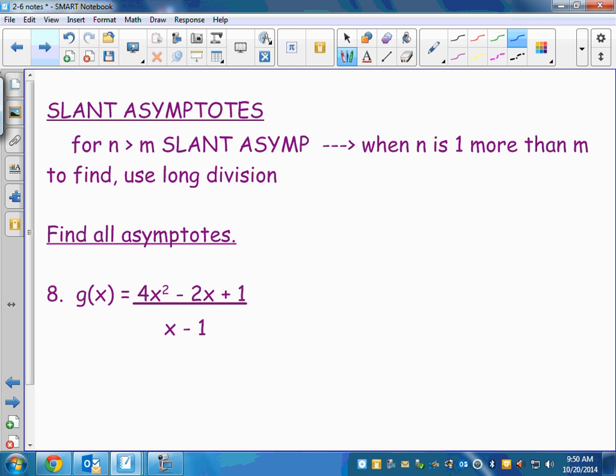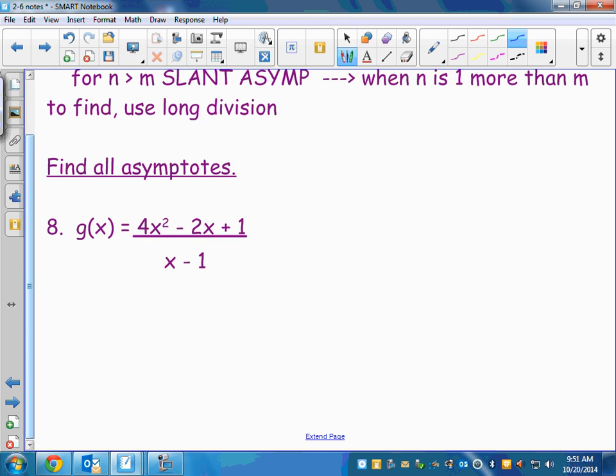Slant asymptotes. We did not talk about slant asymptotes in chapter P. You did talk about slant asymptotes in chapter 9 of algebra 2 last year. But a slant asymptote is when there's no horizontal asymptote, when the numerator degree is bigger than the denominator degree. And the way you have to find it is to do good old division, which we've been doing a lot of, right?